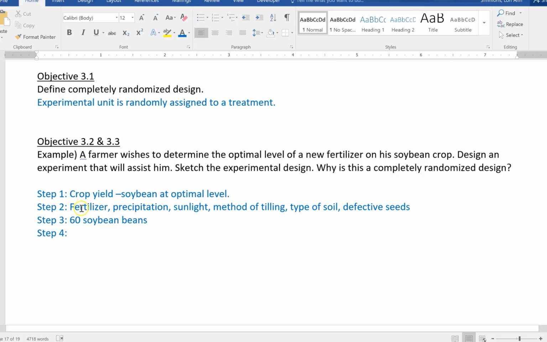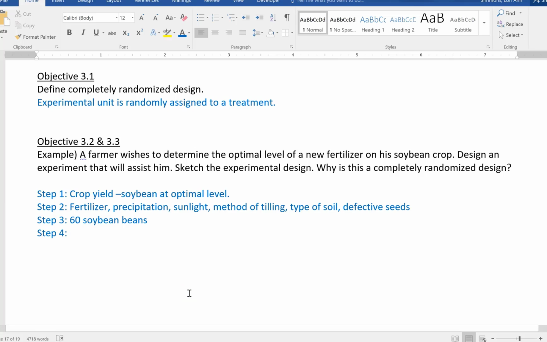So if you go up here, we have some different factors. Well, we are trying to figure out the amount of fertilizer to put on. So that's what we're going to be controlling. The precipitation, sunlight, that can be controlled. Method of tilling, we're going to obviously till everything with the same tilling machine or tiller. The type of soil, we're going to keep the soil the same. Now for defective seeds, we can't control that, so we're going to randomly assign the seeds to even out any outliers.